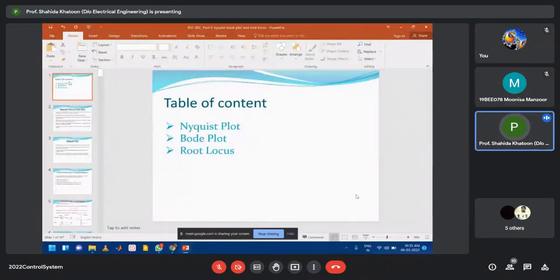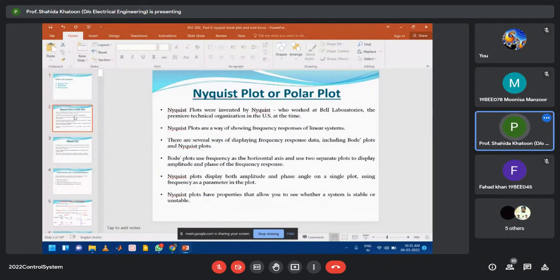which is Nyquist plot and Bode plot. Okay, so Nyquist plot is also called a polar plot.